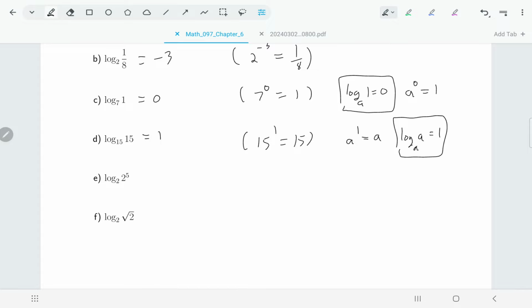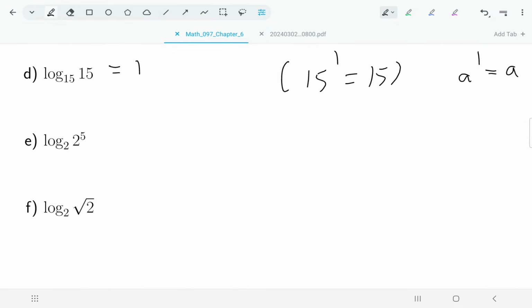The next one up, last two to do, we have log base 2 of 2 to the 5. We're asking ourselves the question, 2 to what power gives us 2 to the power of 5? Just repeating it to yourself, 2 to what power gives you 2 to the power of 5? The answer is 5. It's 2 to the power of 5 that gets me 2 to the power of 5. So what should my output be? It should be 5.